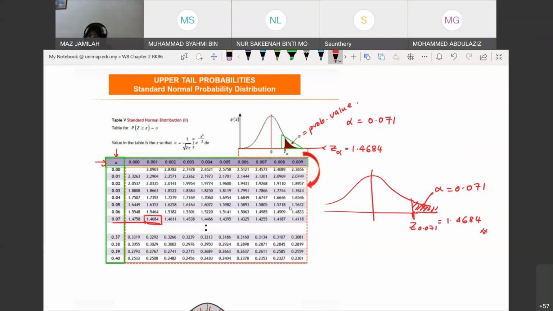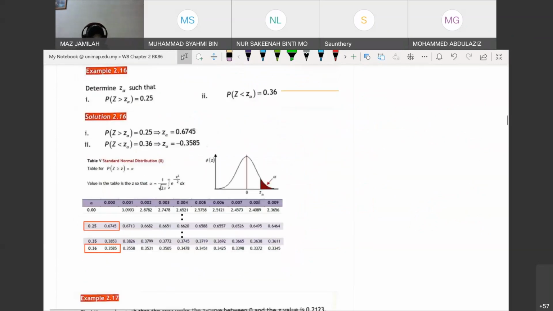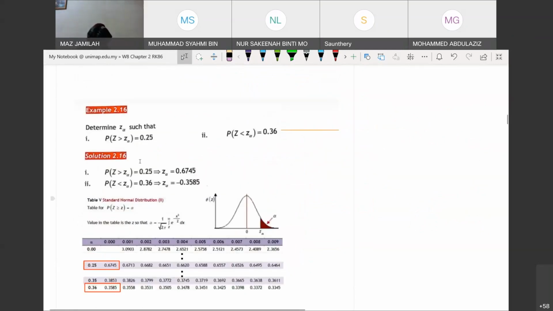Okay. Unlike the first one, where we refer to z and then find the probability, now it is the other way around. Let us look at a few examples. The first example is 2.16 on page 62.